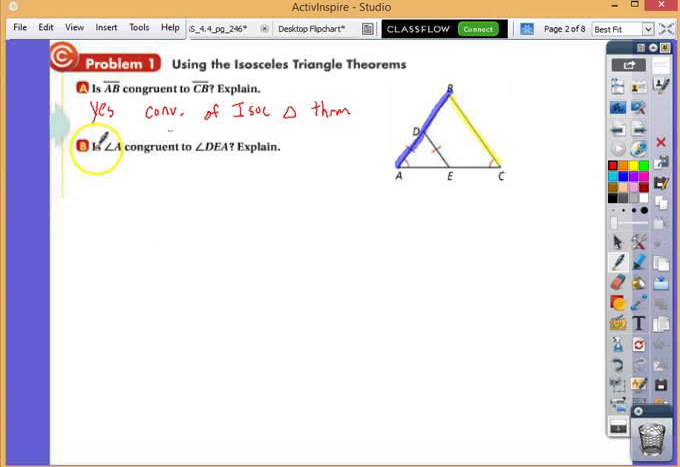Now, the second question is: is angle A congruent to angle DEA? So, what does that mean? Well, angle A is right here, and I want to know if it's congruent to that angle right there. Is the yellow angle congruent to the green angle?